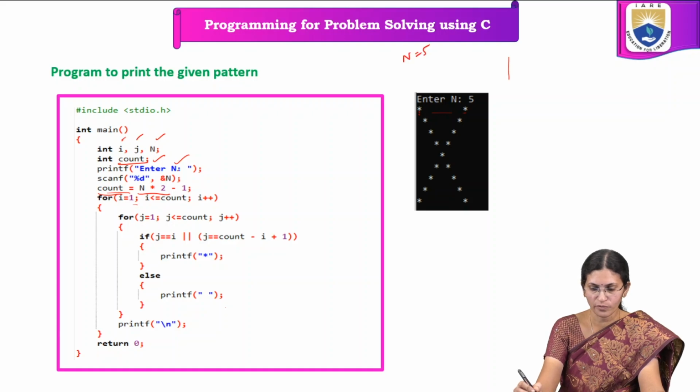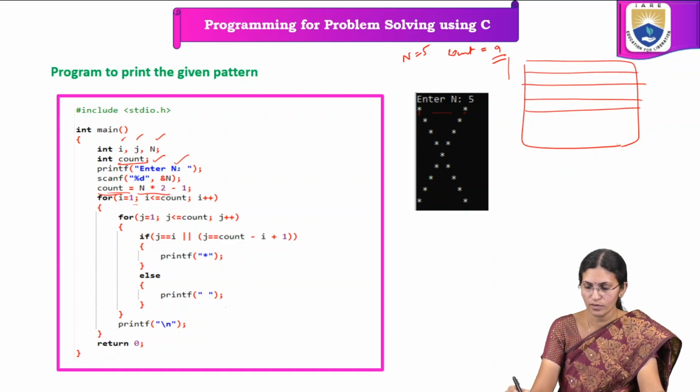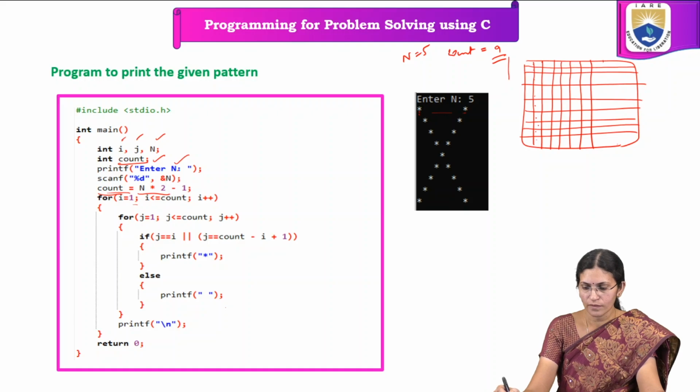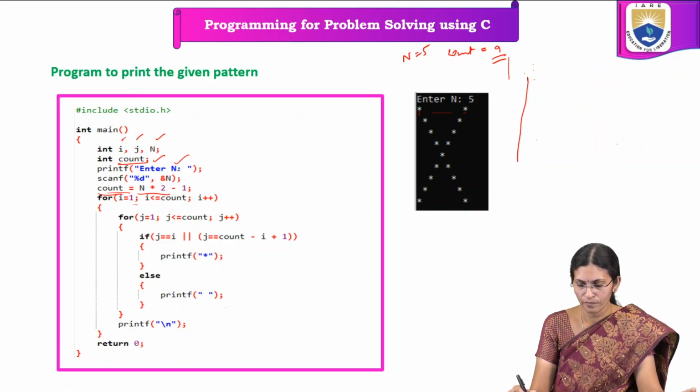Suppose n value is equal to 5. Now count is equal to 5 into 2, that is 10, 10 minus 1, 9. So that means it will have 9 rows: 1, 2, 3, 4, 5, 6, 7, 8, 9. So 9 rows it will have. Here it will have 9 columns also: 1, 2, 3, 4, 5, 6, 7, 8 and 9. So you will have 9 by 9.